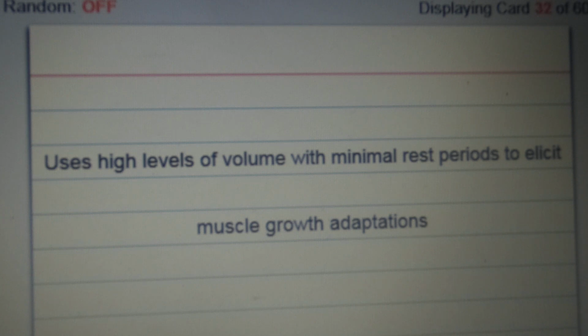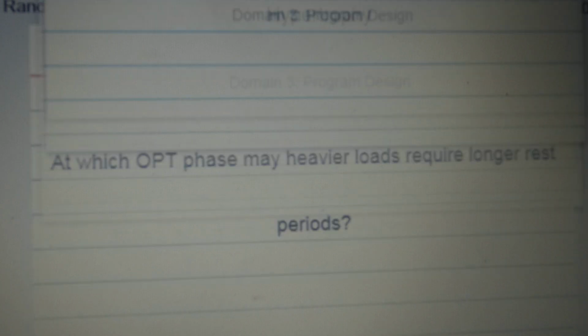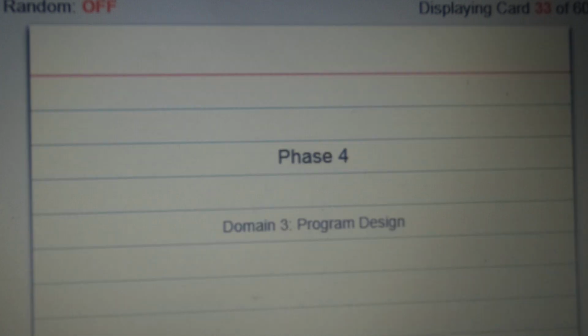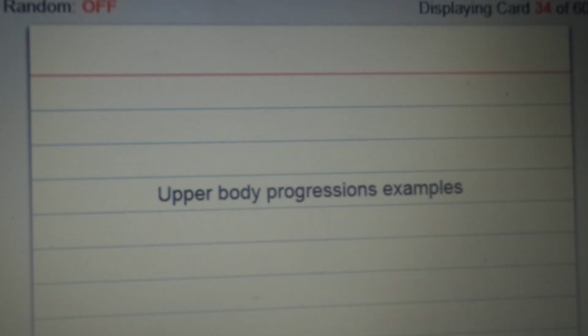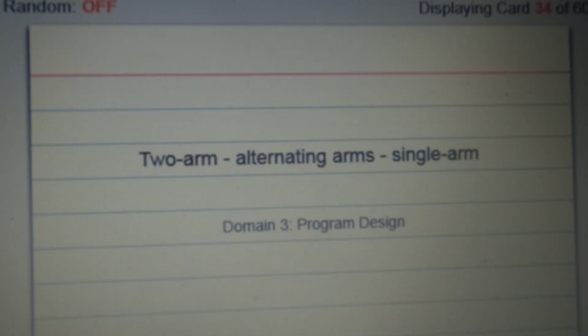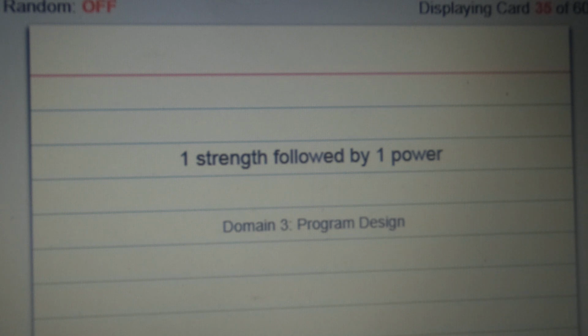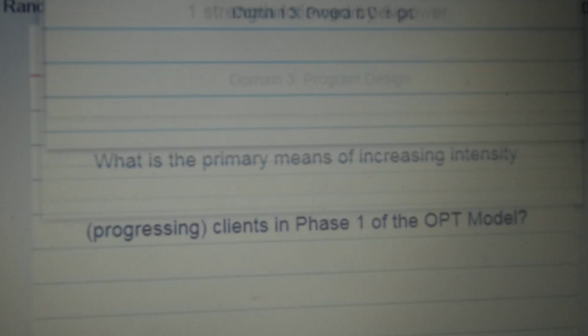Uses high levels of volume with minimal rest periods to elicit muscle growth adaptations. Hypertrophy. At which OPT phase may heavier loads require longer rest periods? Phase 4. Upper body progression examples. 2-arm, alternating arm, single arm. Exercise selection for supersets in power phase. 1 strength followed by 1 power.